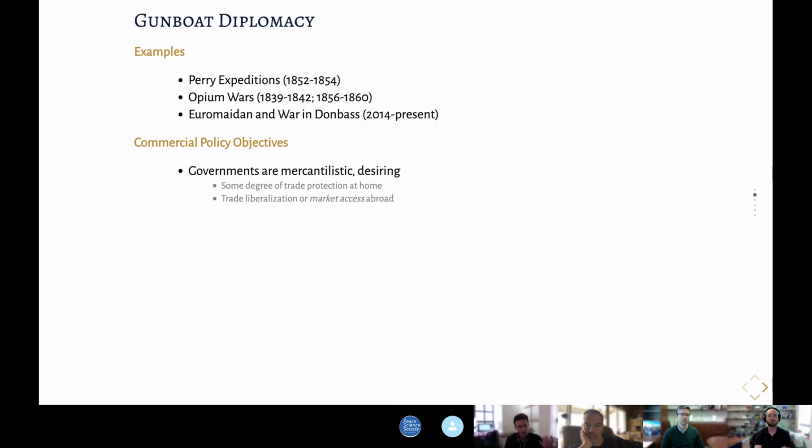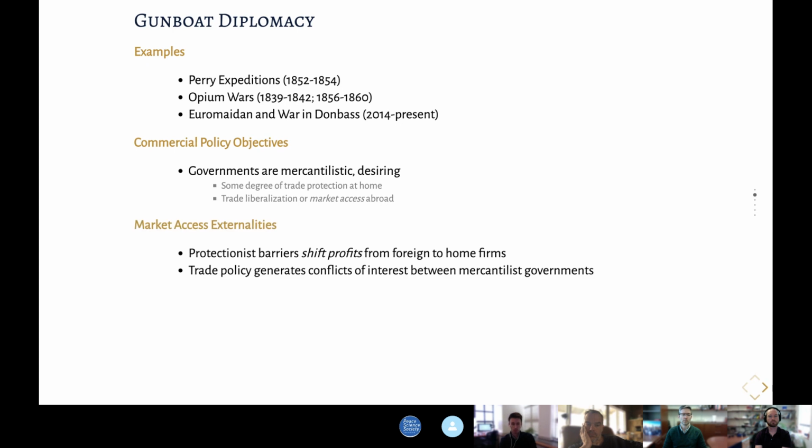And underlying these sorts of disputes is the fact that governments are mercantilist to some extent. So if you gave them control of the world trade policy regime, they'd like to reserve some right to protect their own markets while forcing liberalization abroad. When we put those sorts of governments into an interaction with each other, they're going to generate what I call market access externalities, which is simply that when I raise tariffs on foreign products, I push foreign firms out of my market.